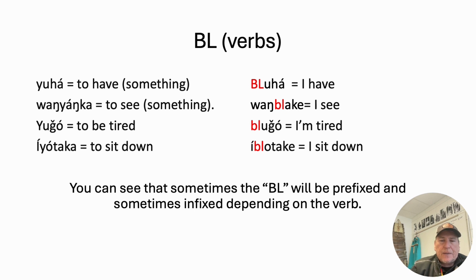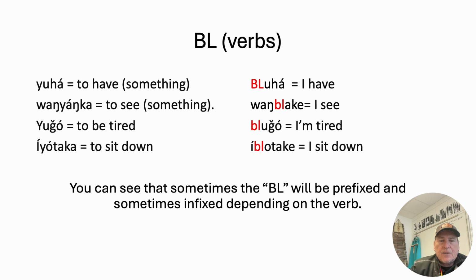Okay, the next category are the BL verbs. So as you're making your journal, you can list all the verbs that you learn that use BL to make it I do the verb. So in this case, we have yuha, to have something. And so this is going to take a BL to make it I do the verb. So we add BL prefix to it. So it becomes beluha, I have. So notice that the Y is gone now. So the BL took its place, beluha. There's going to be some verbs that do that.